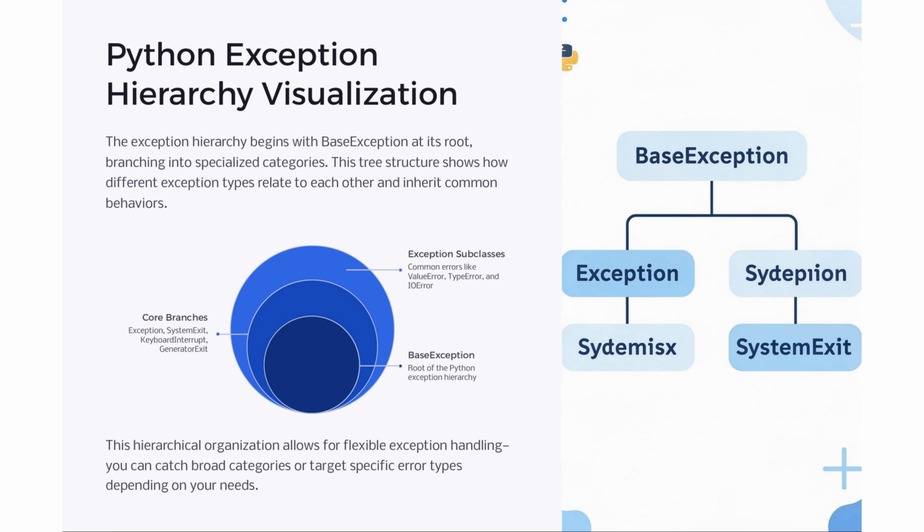The Python exception hierarchy starts with base exception, branching into subclasses like exception, system exit, and keyboard interrupt. Common errors such as value error, type error, and I/O error fall under these branches. This structure enables flexible error handling, allowing you to catch broad categories or target specific exceptions based on your program's requirements.